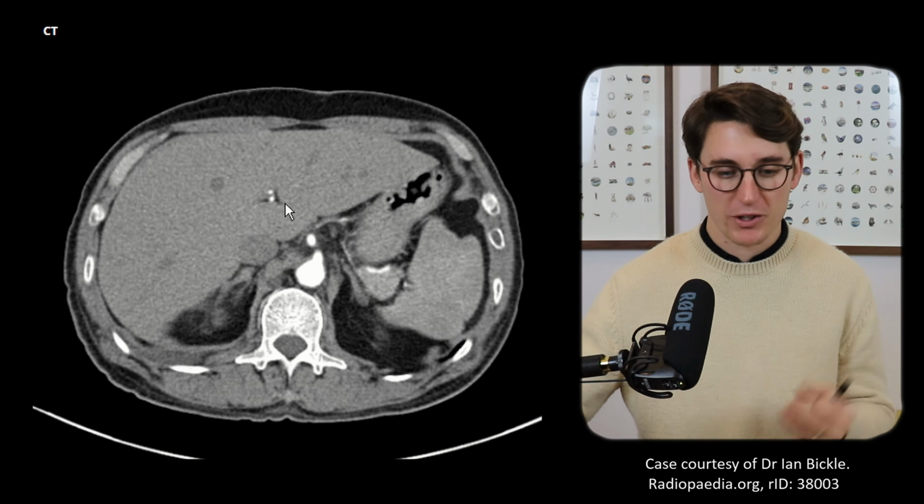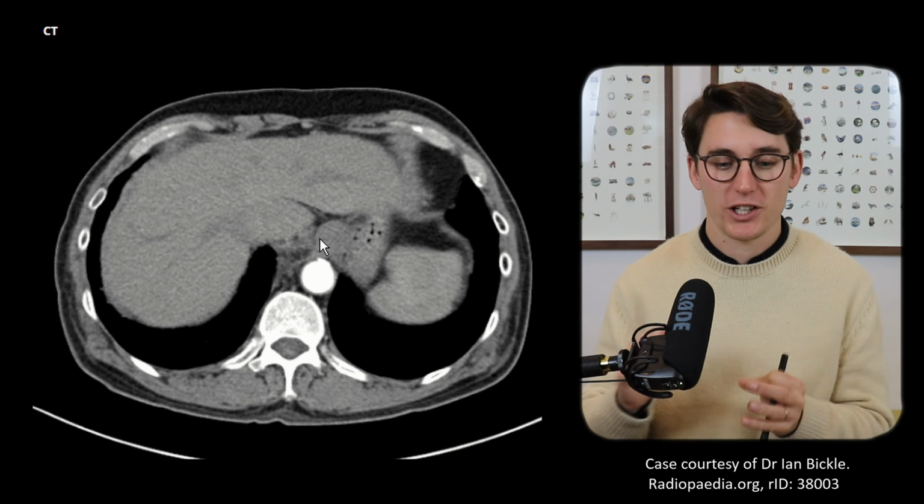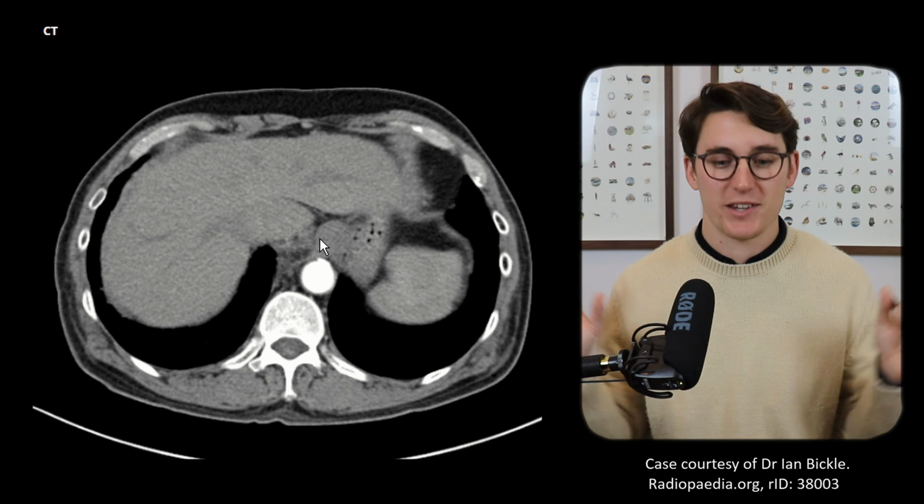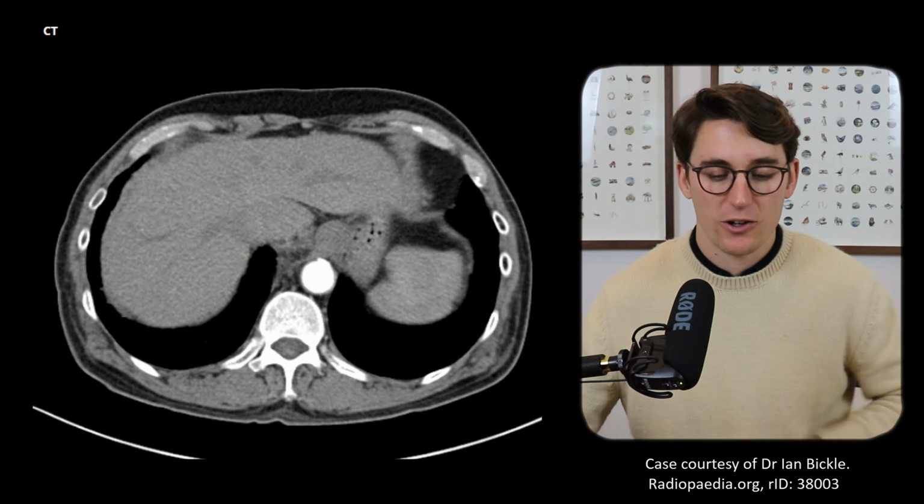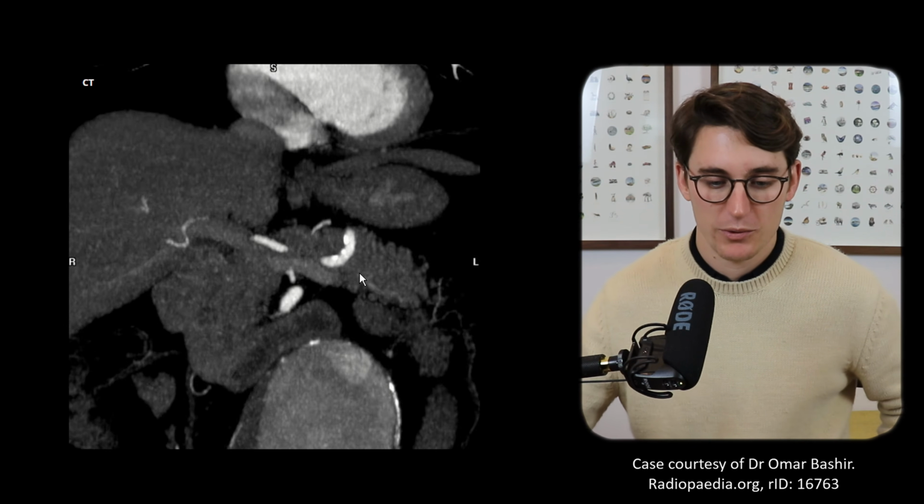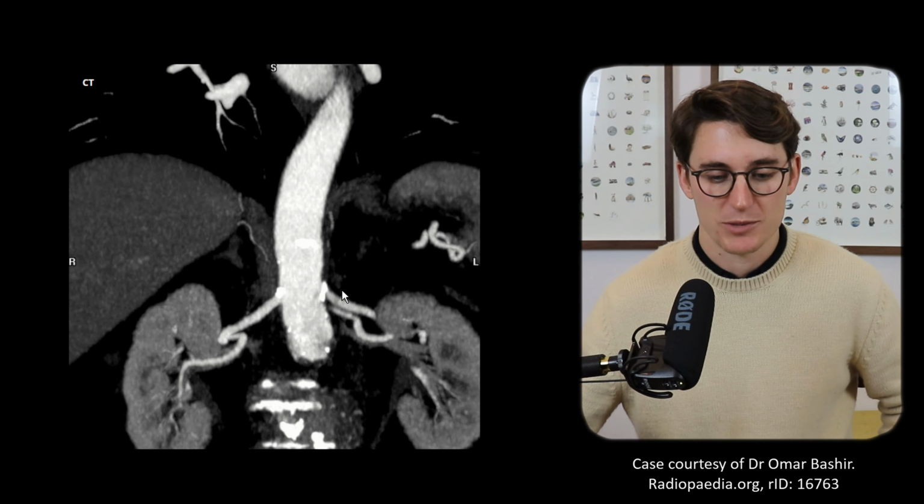So it's a bit confusing, but you just go through it slowly, methodically, looking for initially the trifurcation and then those branches off of the trifurcation. Let's have a look at our celiac artery in coronal plane here. We've got beautiful images here where we can see all these branches.